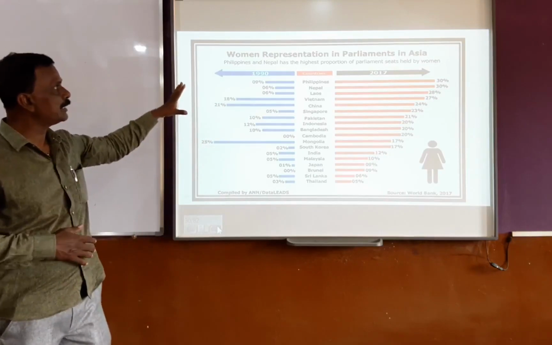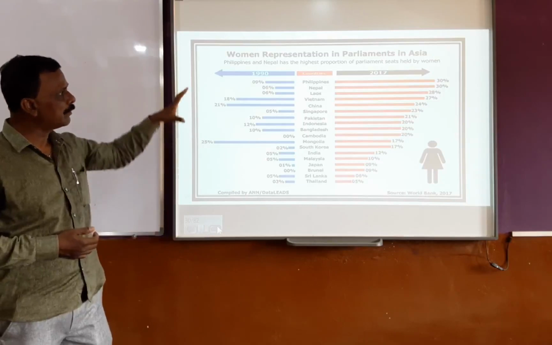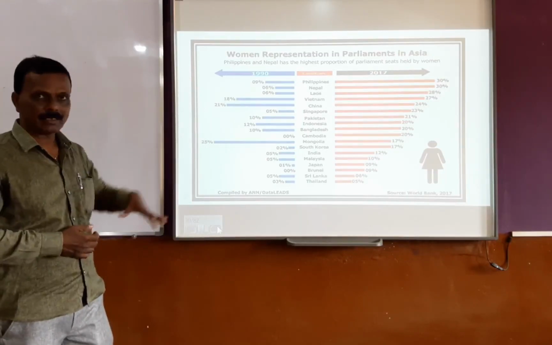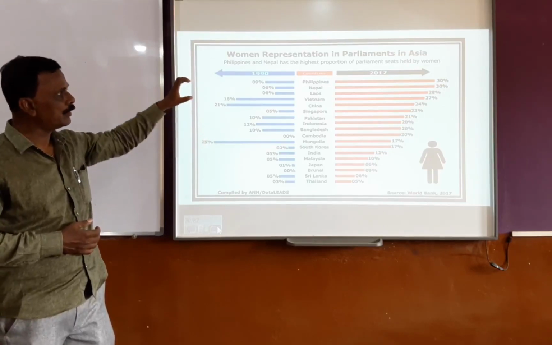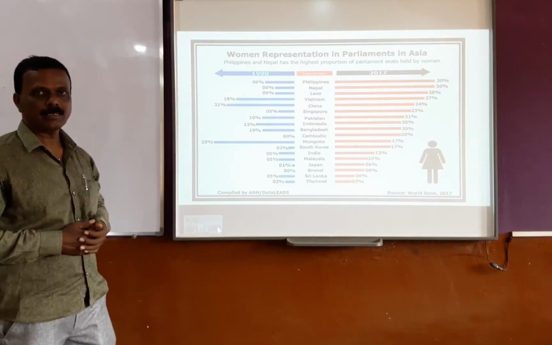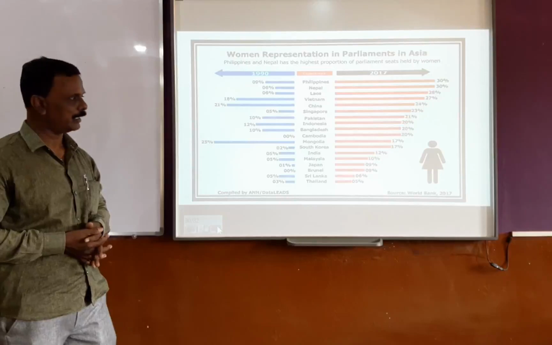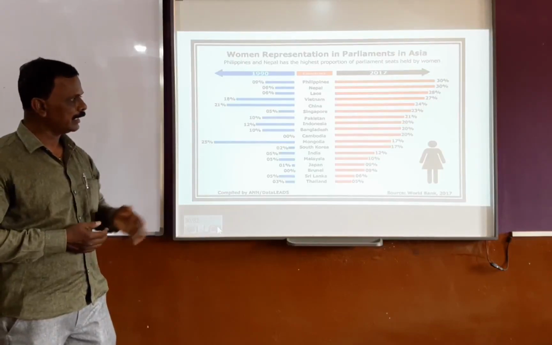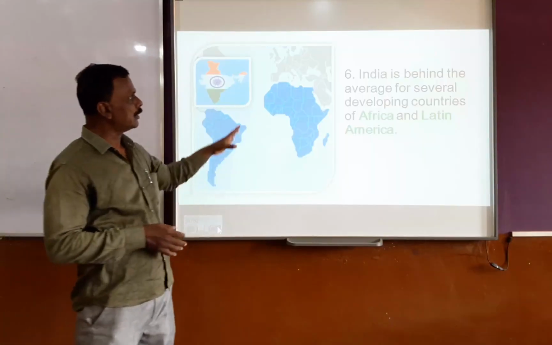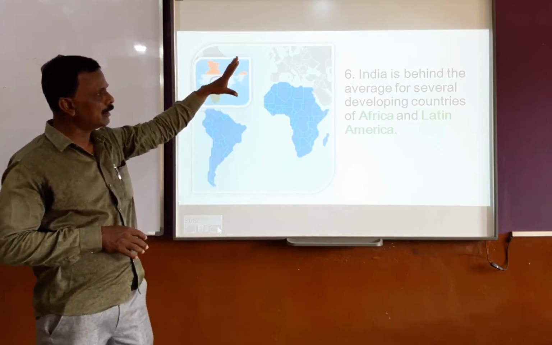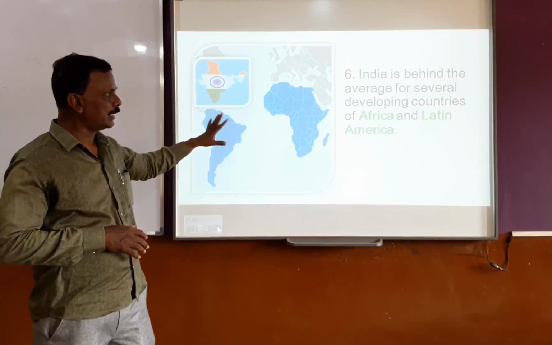This chart explains the women's representation in parliament in Asia. By seeing this chart, we can easily identify how women are lagging behind. At the top level, the Philippines and Nepal are there. In these countries, women's participation in the legislature is very high, and in India, women's participation is very low. So India, our country, is lagging behind countries like those in Africa and Latin America.